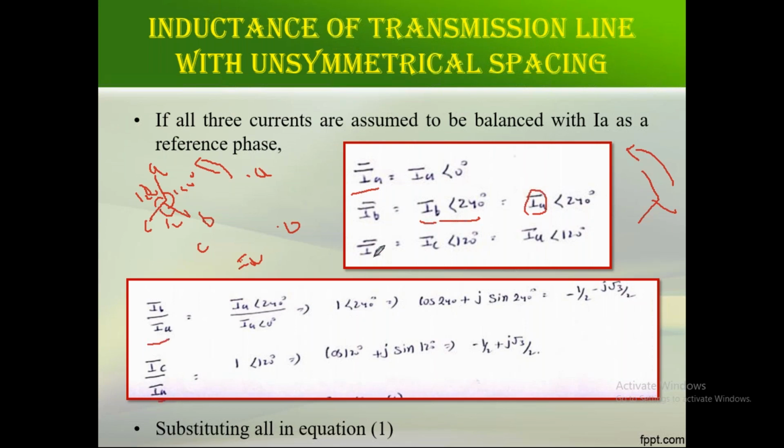Next, IC. What is the phasor angle of current IC with respect to A? It is 120 degrees, so IC at an angle of 120 degrees. Instead of IC, I can substitute IA. Now we have found all the phasor angles.